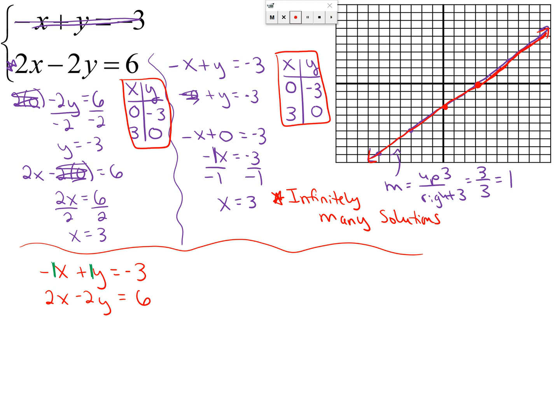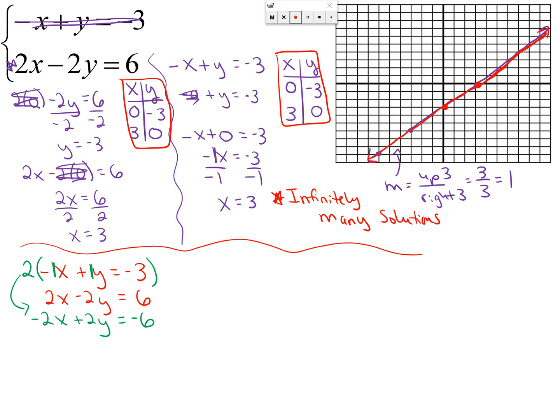I could multiply that top equation by what? And I could get rid of my x's. What can I multiply the top equation by? If I multiply by 2, my top equation becomes negative 2x plus 2y equals negative 6.